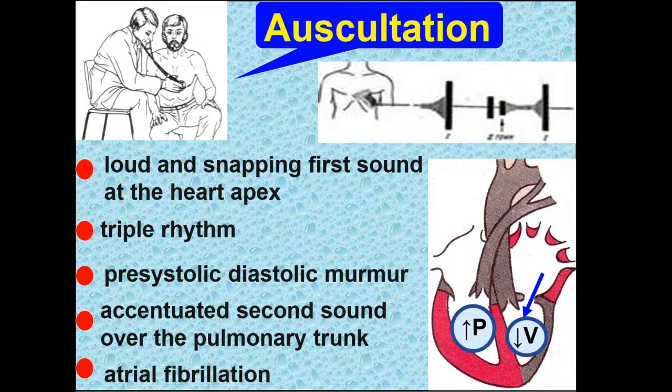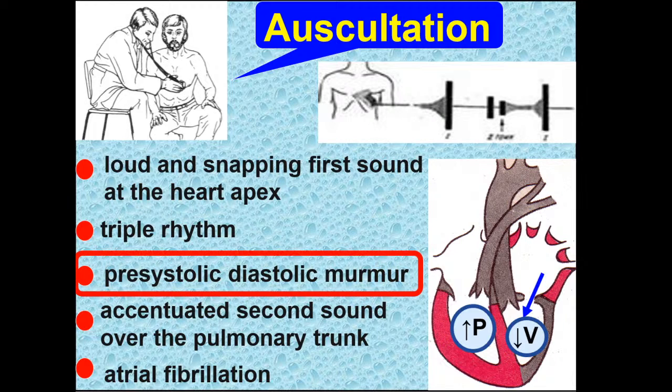Auscultate the patient with mitral stenosis. You must put the stethoscope over the heart apex and name all these problems: increased first sound, triple rhythm, presystolic diastolic murmur. Please do not forget about it, because these are the main signs of the heart defect. No murmur, no heart defect. And maybe atrial fibrillation. Then we can put the stethoscope over the heart base, compare the second sound over the aorta and pulmonary trunk to reveal an accent of the second sound over the pulmonary trunk.